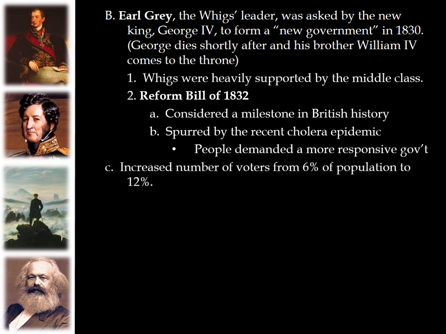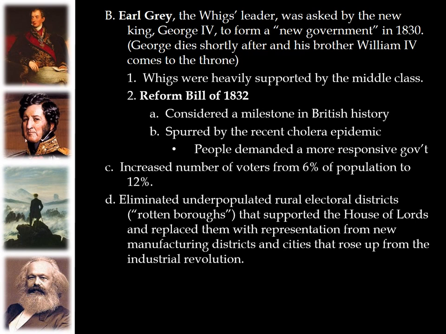This ultimately helps to increase the number of voters from 6% of the population to 12% of the population. Now, folks, that doesn't sound like a lot to you all. However, I do need to point this out to you. Out of all the people who lived in England, only 6% had the right to vote prior to this. Now, with the Great Reform Bill of 1832, 12% of the total population have the right to vote. That doubled the number of people who had the right to vote. That is significant in and of itself.